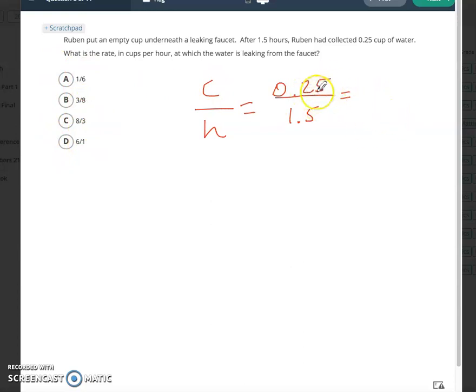We can change both of these to whole numbers. If I multiply this 0.25 by 100, it becomes 25. And what I do at the top, I've got to do at the bottom, so 1.5 times 100 becomes 150. Now I can reduce this a little easier. 25 goes into itself once, and 25 goes into 150 six times. So the answer is 1/6.